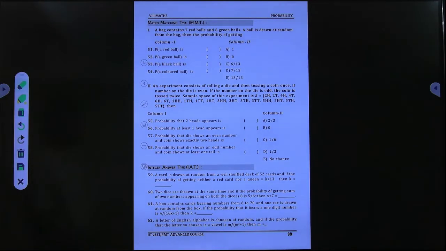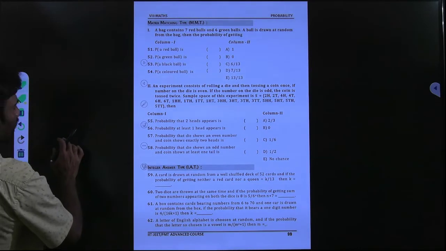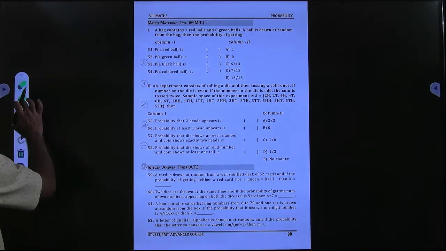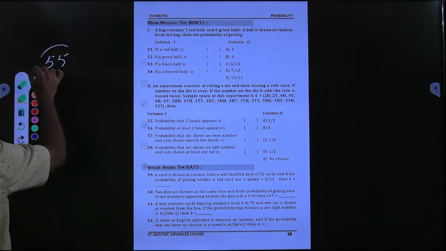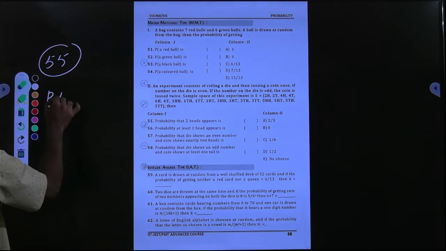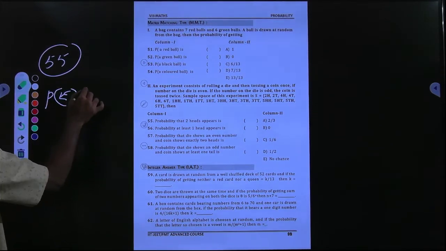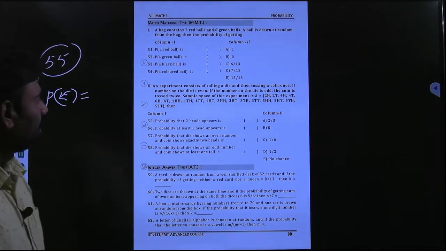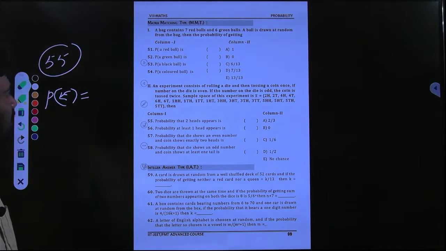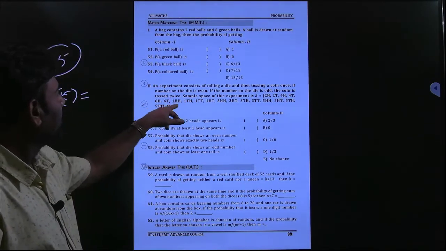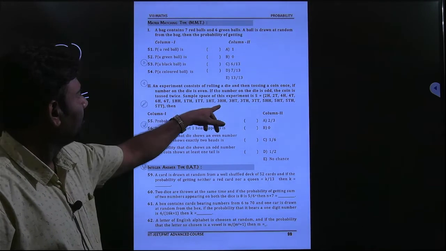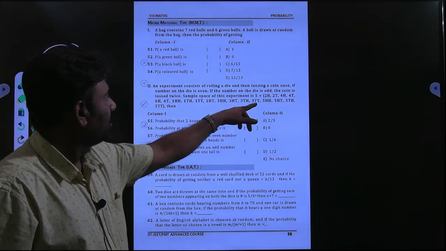Okay, then the first question in this, question number 55. The probability that 2 heads appear is, let it be P of E. P of E means the probability that 2 heads appear. How many times are there? Here 1 time, second time, third time.